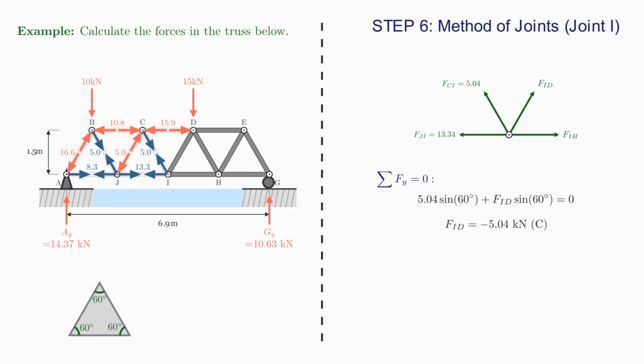And taking the sum in the x direction, I have minus 13.34 as FJI goes to the left, minus 5.04 cos 60 as the FCI acts to the left, plus the FIH, and I also have plus FID cos 60, which is minus 5.04 cos 60, and these add up to 0. Rearranging and solving, FIH is 18.38 kilonewtons, so it's under tension.